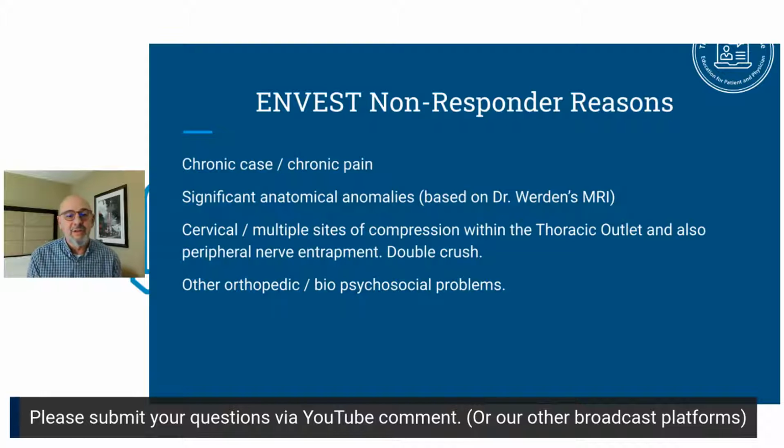There can also be cervical or other multiple sites of compression within the thoracic outlet, peripheral nerve entrapments like ulnar, cubital tunnel syndrome, carpal tunnel syndrome, this double crush phenomenon where there's compression of the nervous system in multiple places, and the summing up of these multiple compressions can create more problems than just one compression site. And then, of course, there are other orthopedic problems.